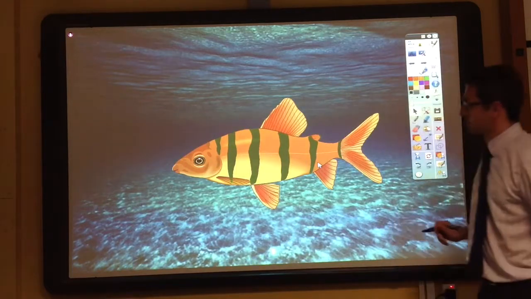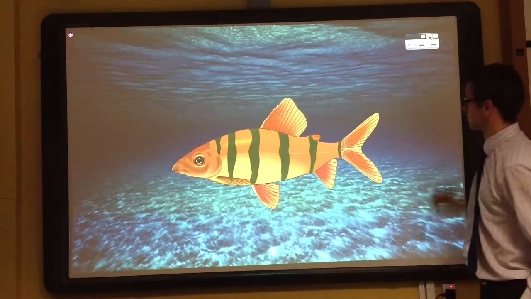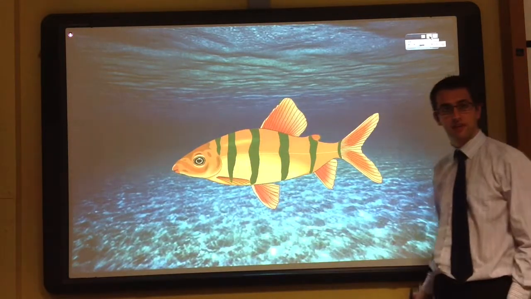You can only have a look at this and try and think for yourself as to a few examples of key adaptations suitable for the fish living in its environment.